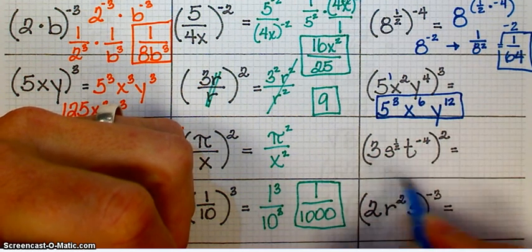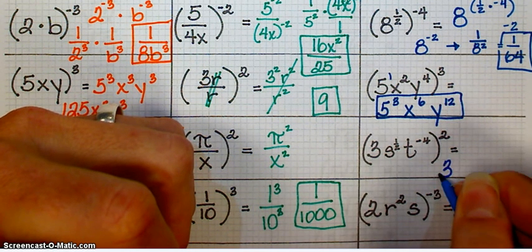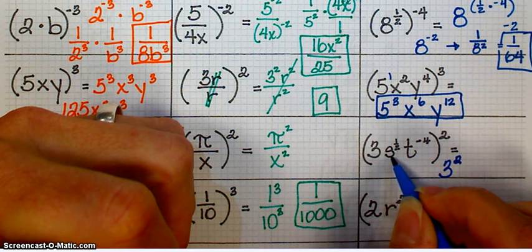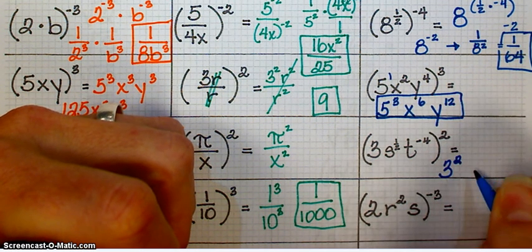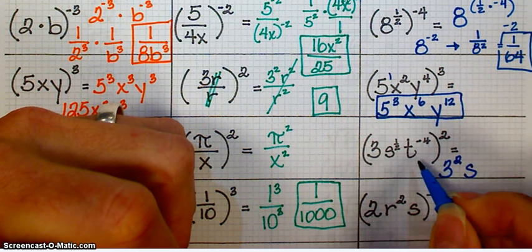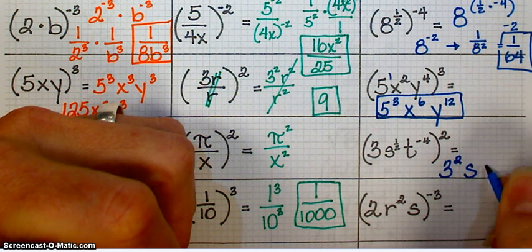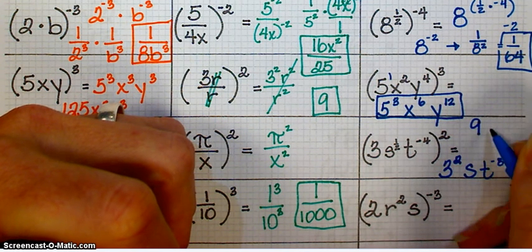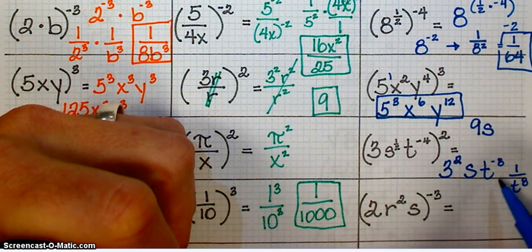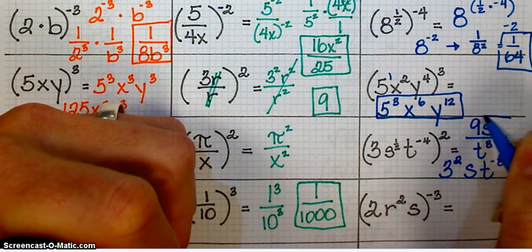All right. All of this, again, in parentheses, so the 2 applies to everything inside of here. So this is going to be 3 squared. s to the 1/2, but raised to the 2nd power. That's going to be s to the 1/2 times 2. 1/2 times 2 is just 1, so that's just s. t to the negative 4 raised to the 2nd. So negative 4 times 2 is t to the negative 8, which is really 1 over t to the 8th. So final answer, 3 squared is 9s. And then t to the negative 8, that means that the t part is going to go down in the denominator. And there's your answer.